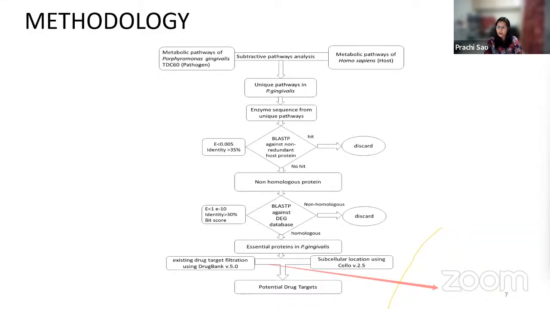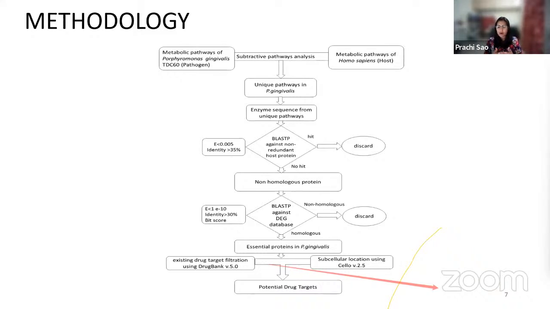We will also look at the identity, which should not be higher than 35%, and we take all the sequences from there. Suppose we have 40 enzymes. After BLAST we may have some 20 enzymes which are non-hits, or we may get only 10 enzymes. This is the way we prioritize our targets. We are narrowing down the number of targets which can be used as potential drug targets.